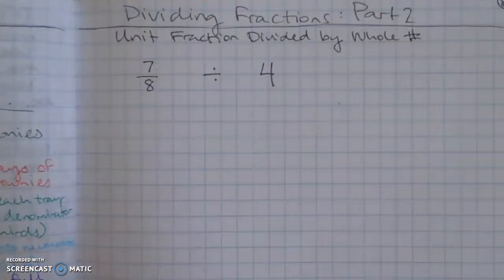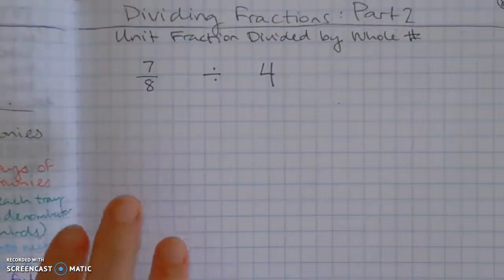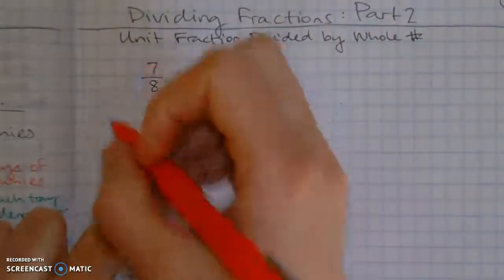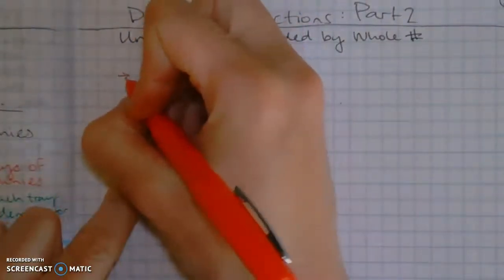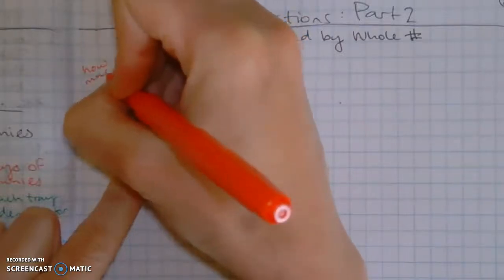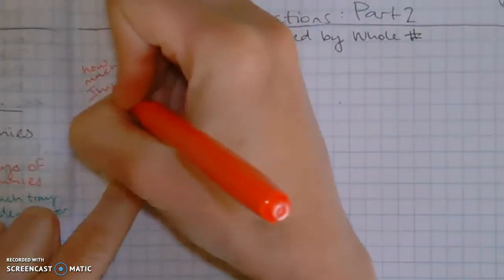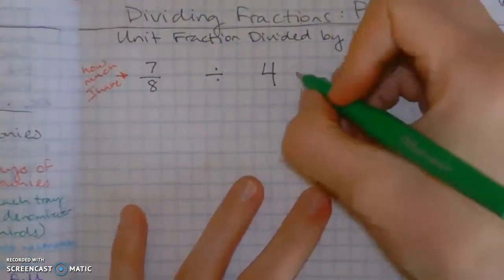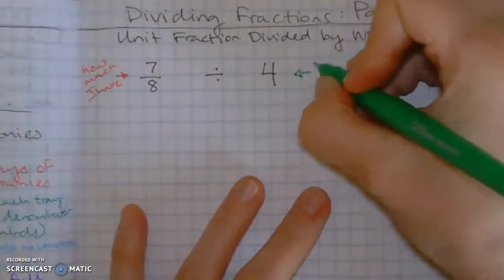Okay, welcome back to part 2. So now we're going to dive into unit fraction divided by a whole number. Remember, pause if you need to, but I'm going to dive straight into this. Okay, so we're now doing the swap of this. We're starting with our fraction, and on this side, this tells me how much I have, and the other side, which is that whole number, is going to tell me how many groups I need.